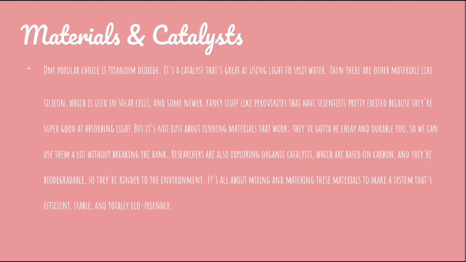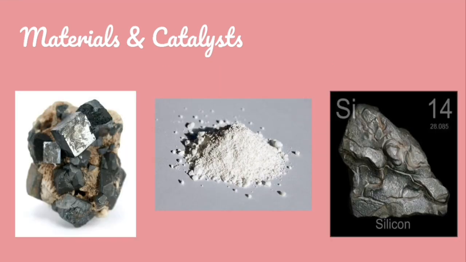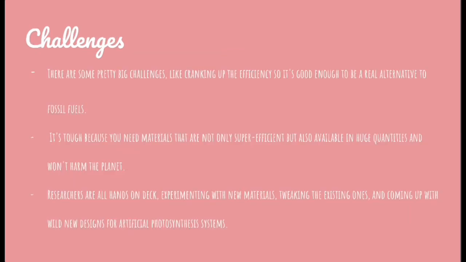Then there are other materials like silicon, which is used in solar cells, and some newer fancy stuff like perovskites that have scientists pretty excited because they're super good at absorbing light. But it's not just about finding materials that work. They've got to be cheap and durable too, so we can use them a lot without breaking the bank. Researchers are also exploring organic catalysts, which are based upon carbon and they're biodegradable, so they're kinder to the environment. It's all about mixing and matching these materials to make a system that's efficient, stable, and totally eco-friendly. It's like a high-tech recipe for a cleaner future.